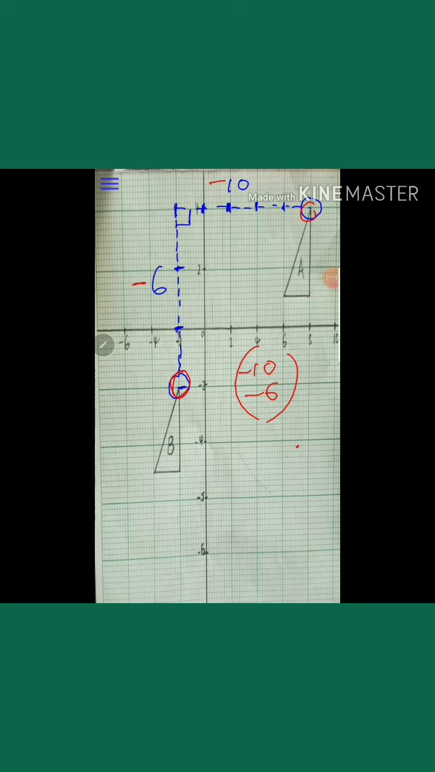Or you can choose the first method, where you subtract the coordinates of the object from the coordinates of the image. Remember, it's image minus object.